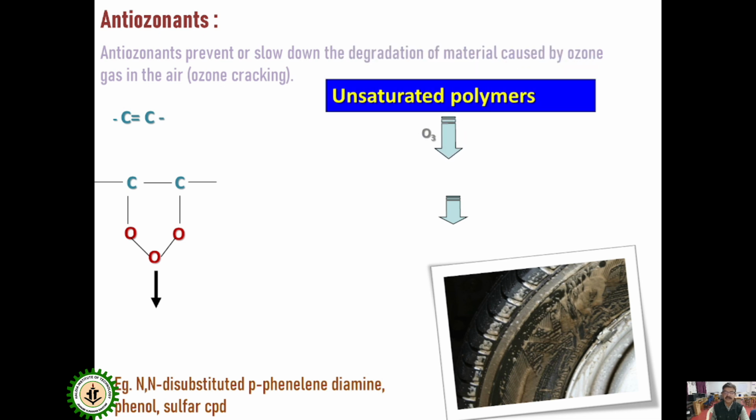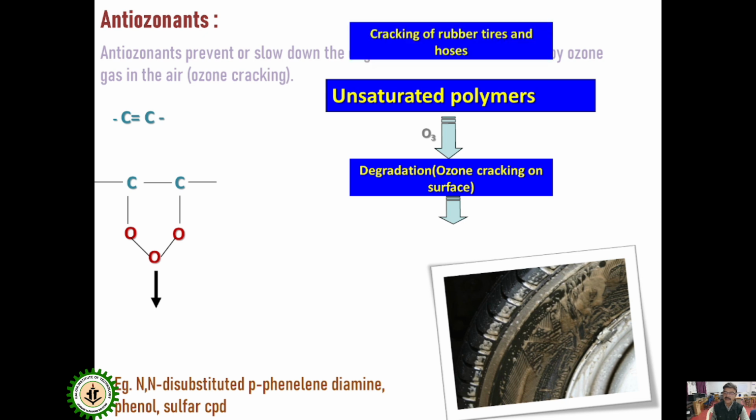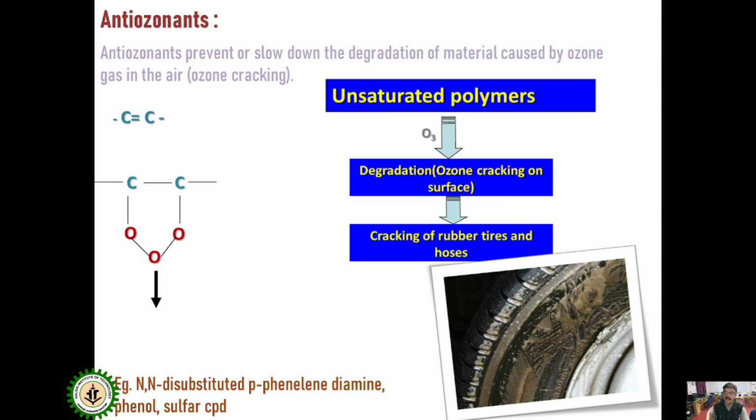Unsaturated polymers, because ozone is very susceptible to the unsaturated polymers. If unsaturated polymers come in contact with ozone, then degradation or ozonolysis will start, and cracking of rubber tires and hoses is mainly due to the ozonolysis, or due to the degradation in presence of ozone. Yes, this is the picture.